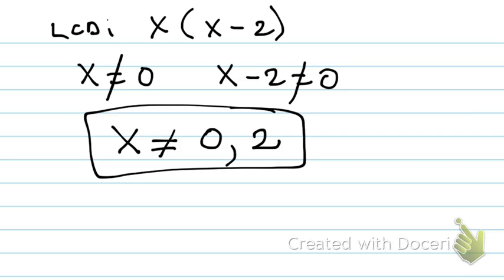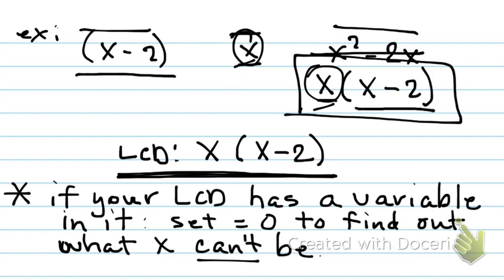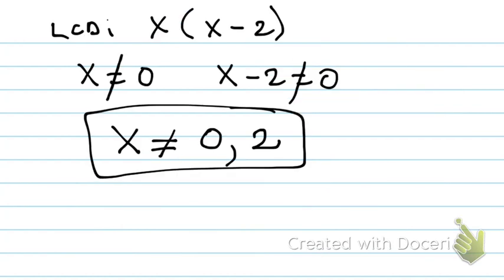And how do I know that I had to do this? I just wrote it. Look up at the last line I wrote. The LCD had a what? A variable in it, right. Remember, if your LCD has a variable in it, you have to set it equal to 0 to find out what your x can't be. So that's why I did that. So x can't be 0 or 2.